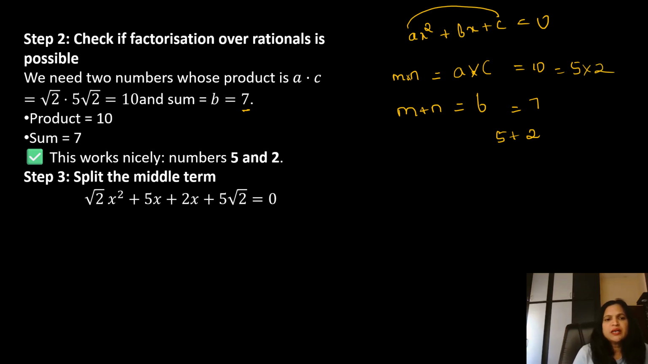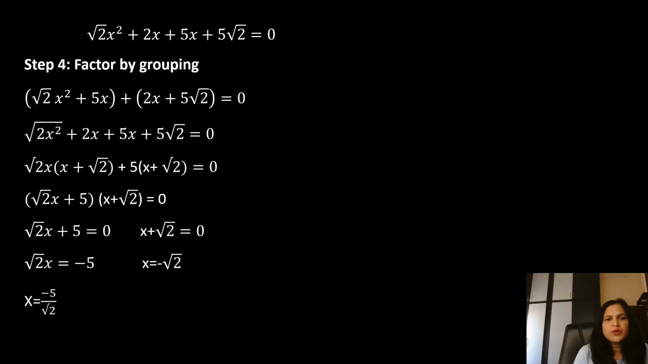Then split the middle term: root 2x square plus 5x plus 2x plus 5 root 2 equal to 0. Next step, factor by grouping. So what I do, rearrange these two. I bring 2x on this side and 5x on this side, so that grouping is done here. Root 2x square plus 2x, and 5x plus 5 root 2, because 5 is common here. In this, root 2 is common here.